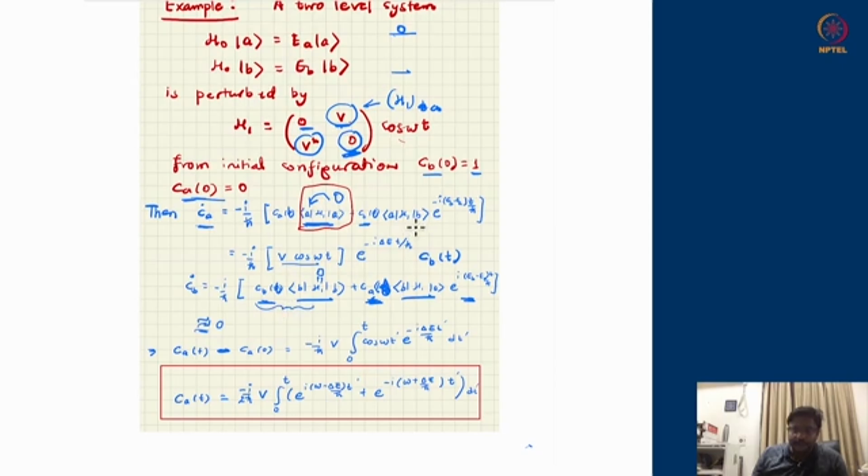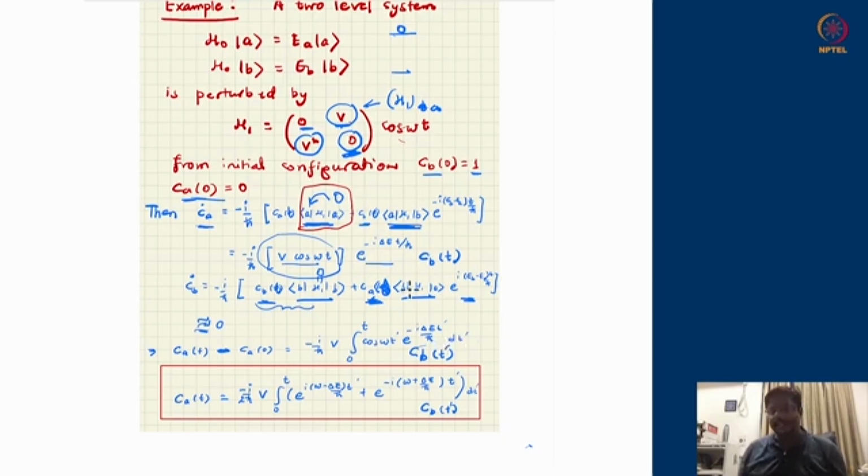So H1 BA, so Ca dot has the off diagonal matrix element here, multiplied with the exponential, which is e to the power minus i delta E t upon h bar, and Cb of t. Now if I have to integrate this equation, then I integrate the left hand side, I will get Ca of t minus Ca of 0. The right hand side, I will get this equation where a Cb of t should be there. And again here also a Cb of t should be there.